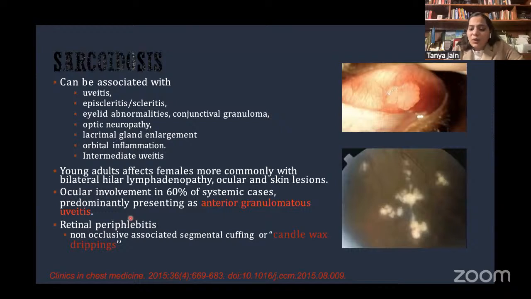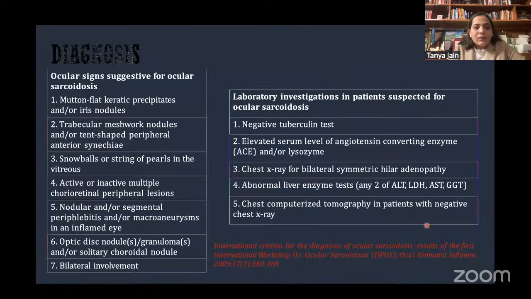Then coming to sarcoidosis. With sarcoidosis, you would usually not see it just as vasculitis. However, I just put it here because characteristically they present with these candle wax drippings. When the candle is burning, the drippings on the side, that is how it has been described, and associated again with granulomatous uveitis, a close differential with TB. This is the diagnostic criteria for sarcoidosis.